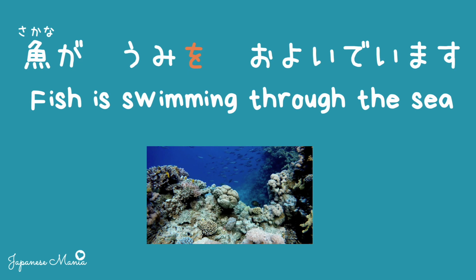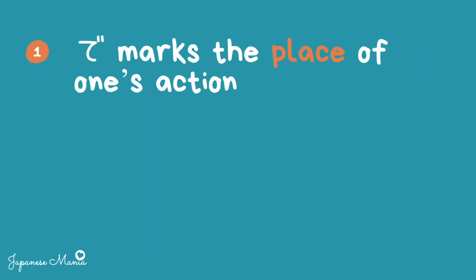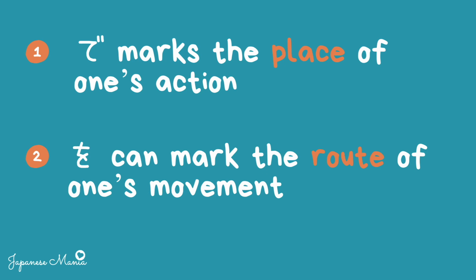So that's the basic difference between o and de. De marks the place of an action. O marks the route of one's movement. I hope after watching this video, you understand better this special use of particle o as a route marker.